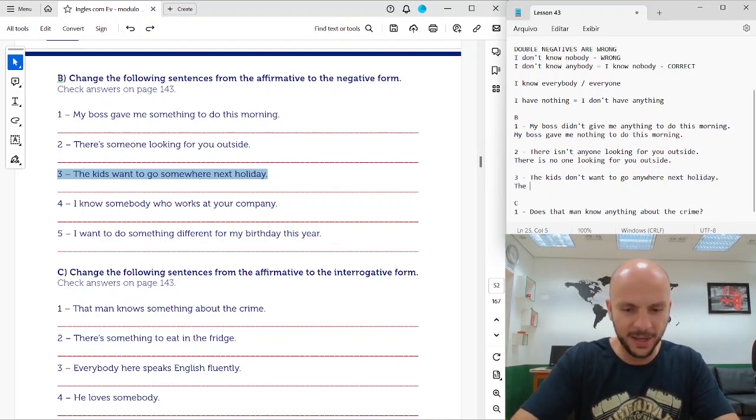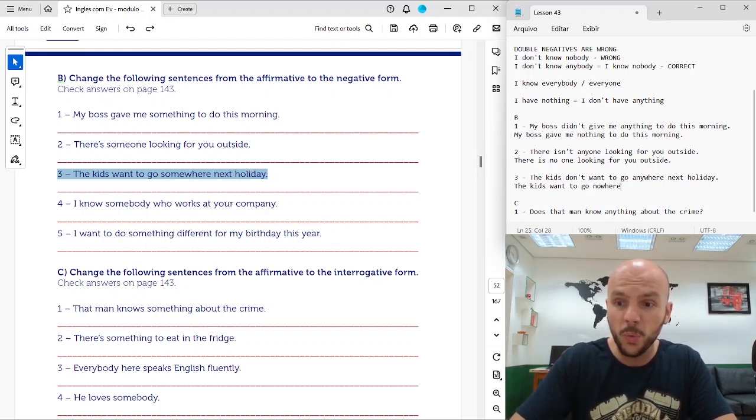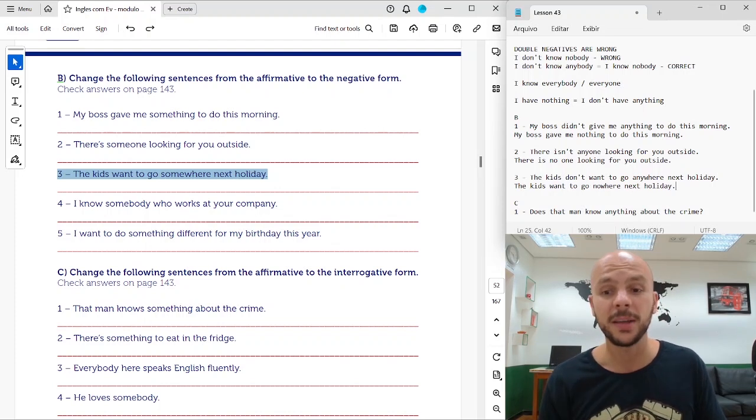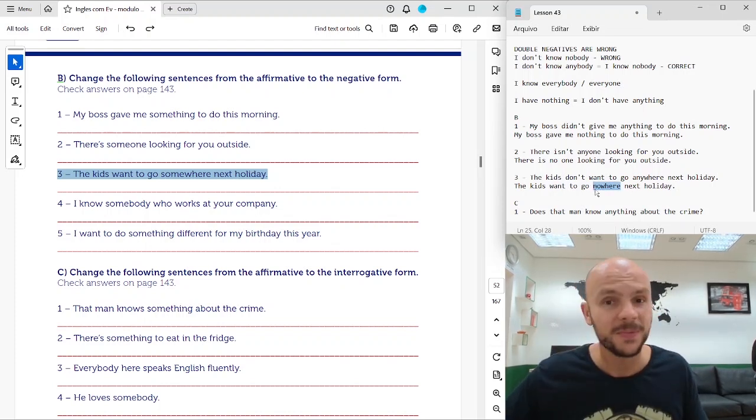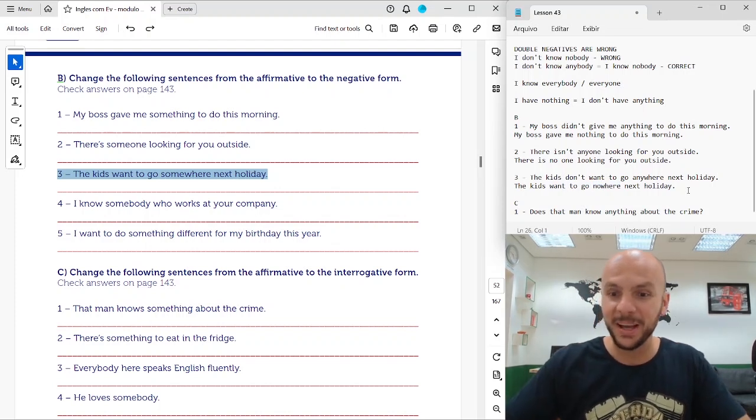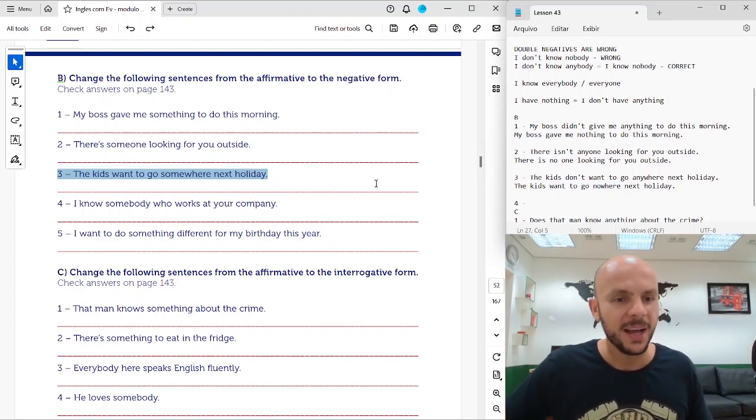Or the kids want to go nowhere next holiday. The kids want to go nowhere. The negative is here, nowhere. All right? Number 4. I know somebody who works at your company.